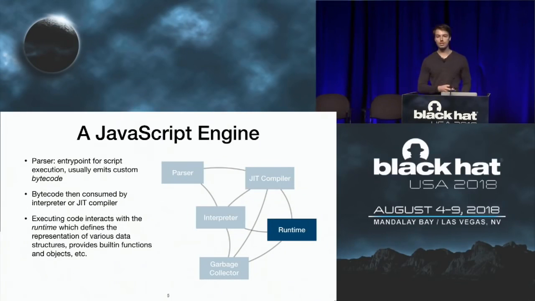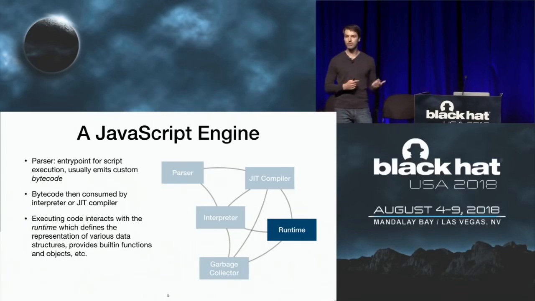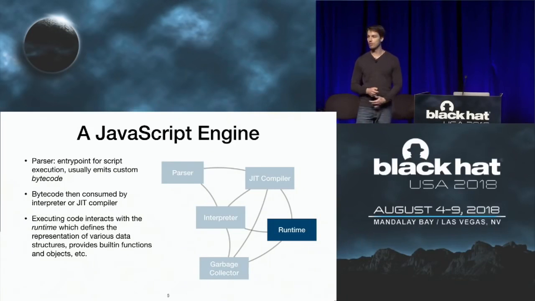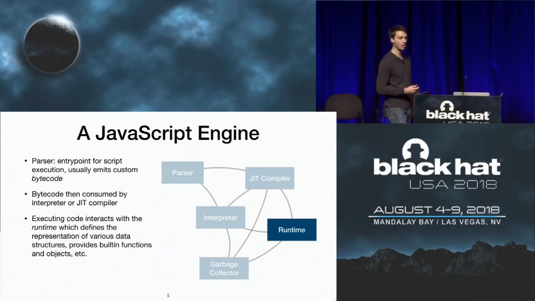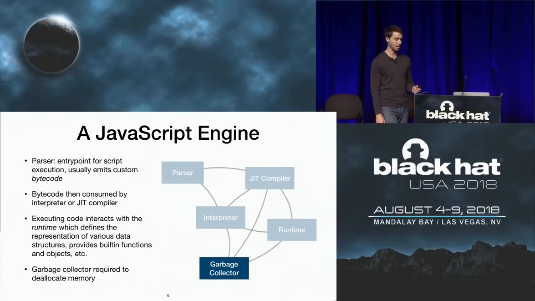While this code runs, it interacts with what I call the runtime, which essentially defines various data structures like values, objects, and so on. And it provides a bunch of built-in functions, objects, etc. And finally, we have the garbage collector. JavaScript is a garbage collected language, meaning the programmer doesn't need to take care of freeing memory. The garbage collector does that.